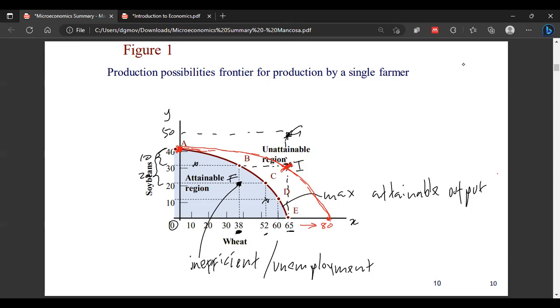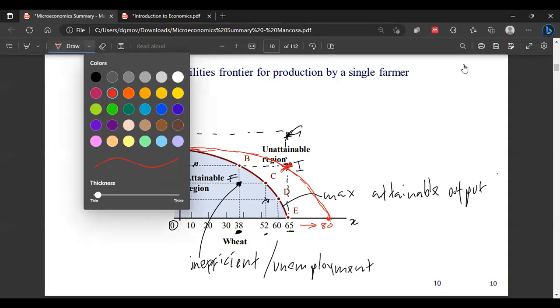The combinations change. You might get that question. If there's an improvement in technology on the production of wheat and there's a swivel, only at point A will the production of soybeans remain unchanged. But at any other point, you are able to produce more wheat with the same amount of resources because of the swivel. So the swivel can be on wheat, the swivel can be on soybeans.